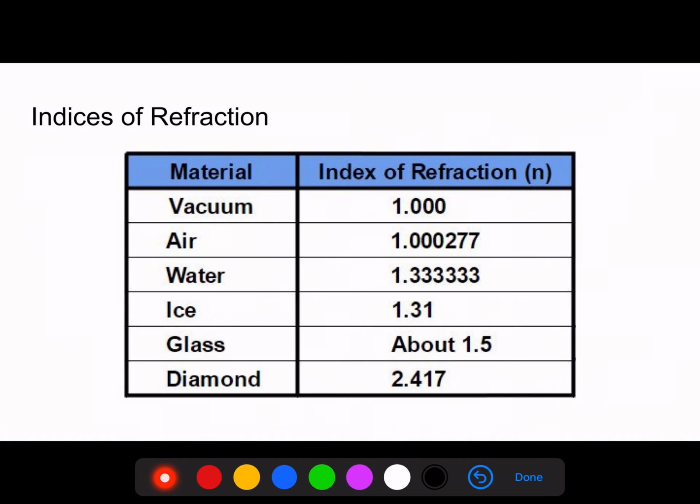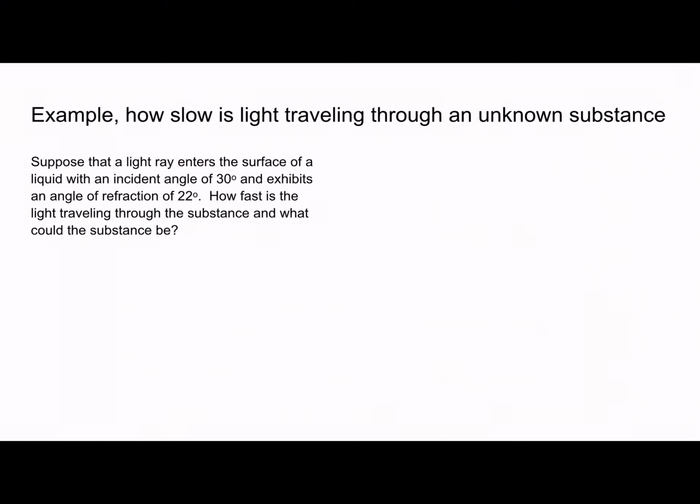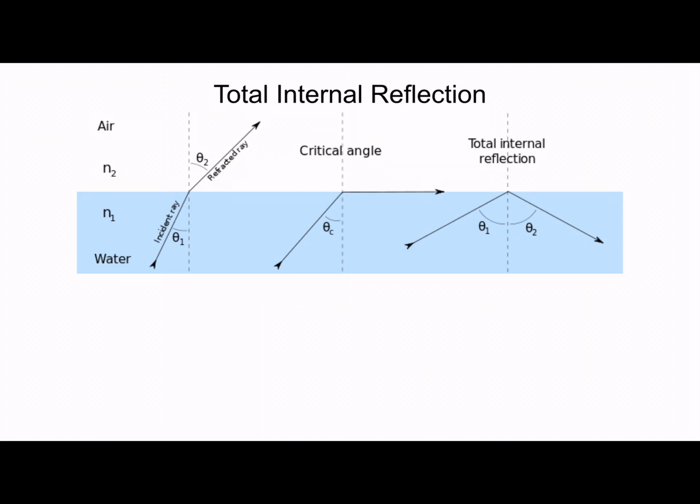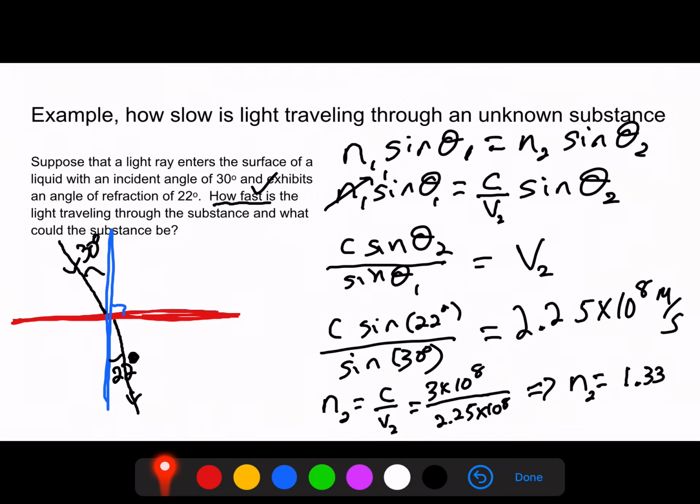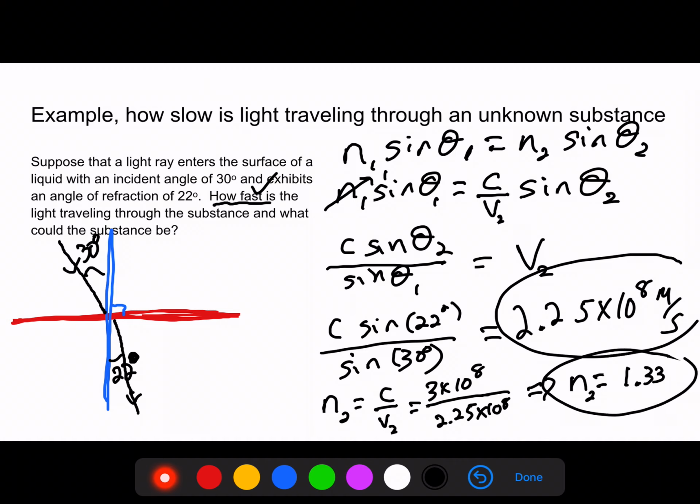Referring back to my chart here, that appears to correspond with water. Okay, so, oops, I keep skipping ahead a bit. That's an example of how you might use Snell's law in practice, and what you might be able to deduce from it, such as the speed with which the light travels through the substance, or its index of refraction. Other times you might be solving for the refracted angle, and so on.